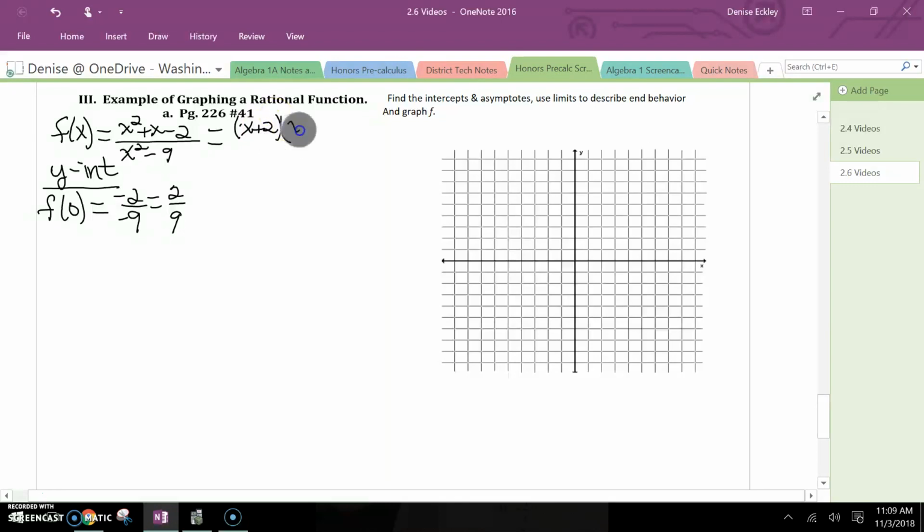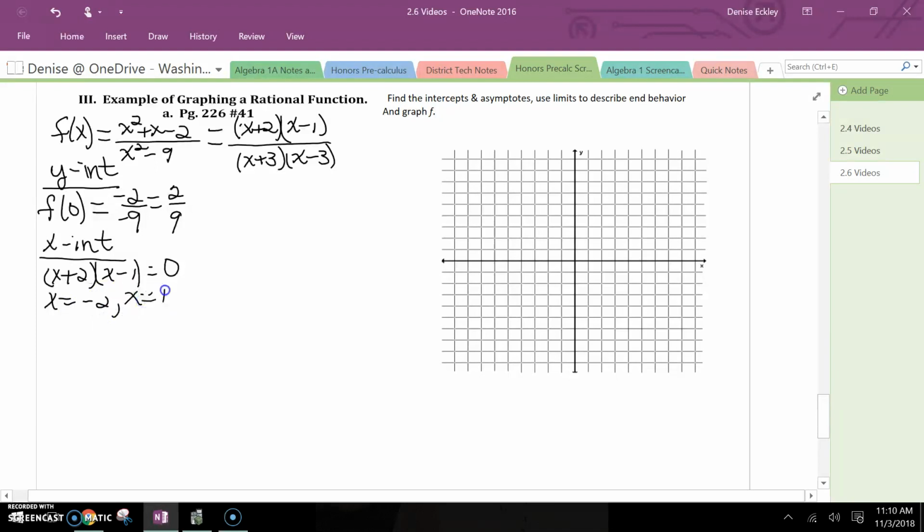So the numerator factors into x plus 2 times x minus 1, and the denominator factors into x plus 3 times x minus 3. Okay, so now to find the x-intercepts, I set the numerator equal to 0, and only the numerator, because if we set the denominator equal to 0, it is undefined. So my two x-intercepts are x equals negative 2 and x equals 1. So let's go ahead and put those on the graph.